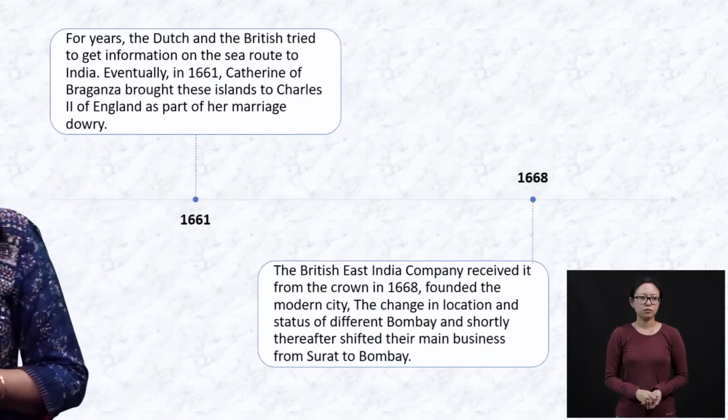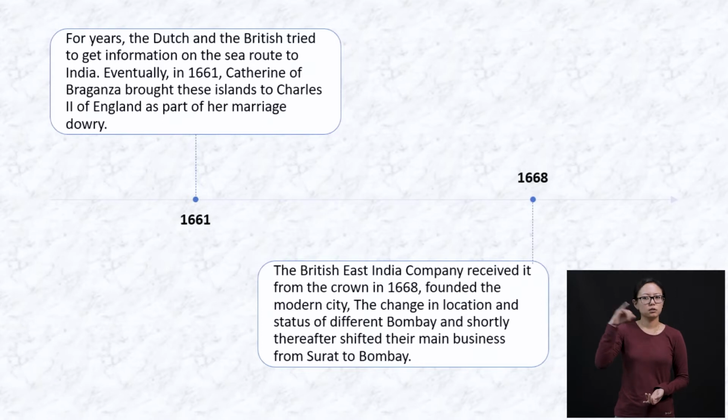Now, in 1667, for years, the Dutch and the British both tried to get information on the sea route to India. And it was in 1667 that Catherine of Braganza brought these islands to Charles II of England as part of a marriage dowry. Then in 1668, the British East India Company received it from the Crown and founded the modern city that we call Bombay.